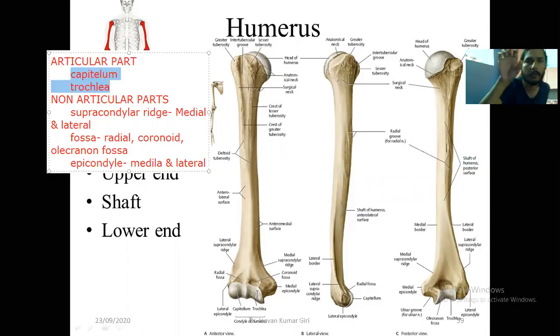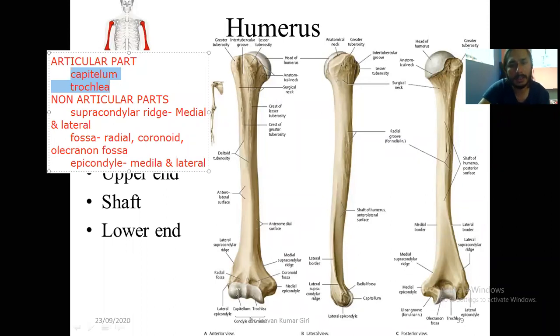It has two elevated margins and in between there is a groove, isn't it? See, these two margins are elevated, in between there is a groove. So it is pulley-like. This pulley-like articular part is the trochlea. This trochlea articulates with the trochlear notch of the ulna, whereas the capitulum articulates with the head of the radius. Okay, remember this.